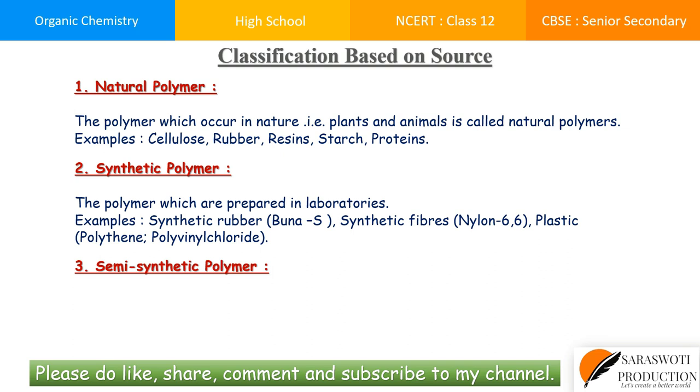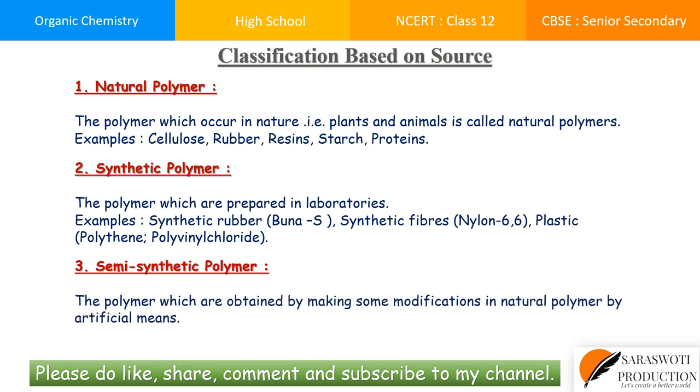Semi means like when you have the natural polymer, you can mix something with it and make a new one. So these are the polymers which are obtained by making some modification in the natural polymer by artificial means, as you can see here. Examples are cellulose nitrate, cellulose acetate, and rayon. So basically, rayon is like cotton, but it's made up of semi-synthetic material.